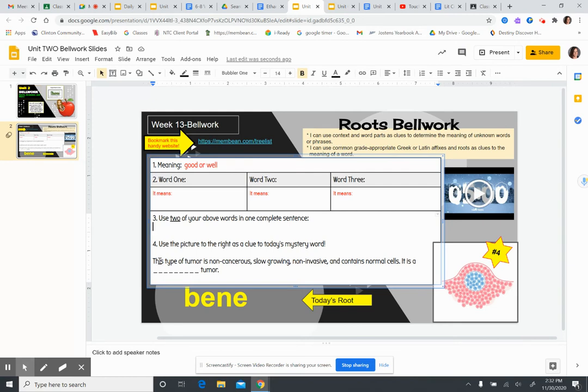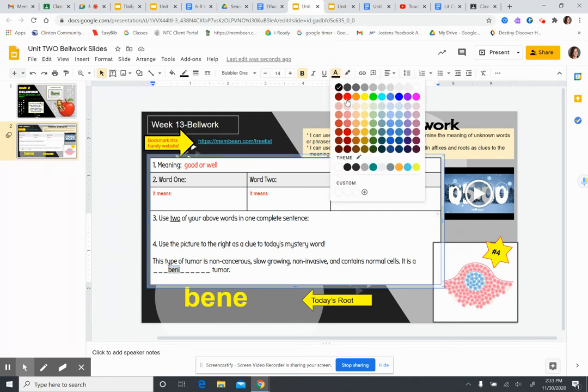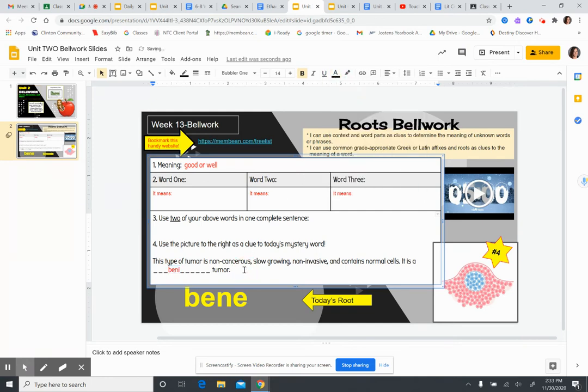I'm not going to tell you. I'm going to have you guess that I can check it. It is a type of tumor that's non-cancerous, slow-growing, non-invasive, and contains normal cells. And it doesn't have B-E-N-E in it, though. It has B-E-N-I. So that's as much as I'm going to give you, and you'll have to figure that out. Okay? So that's our bell work for today.